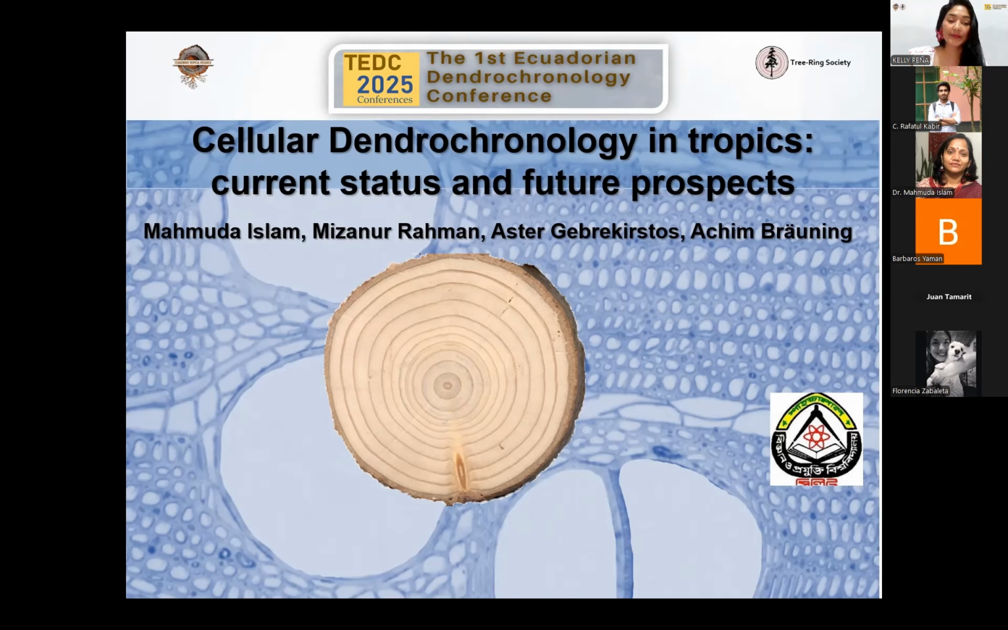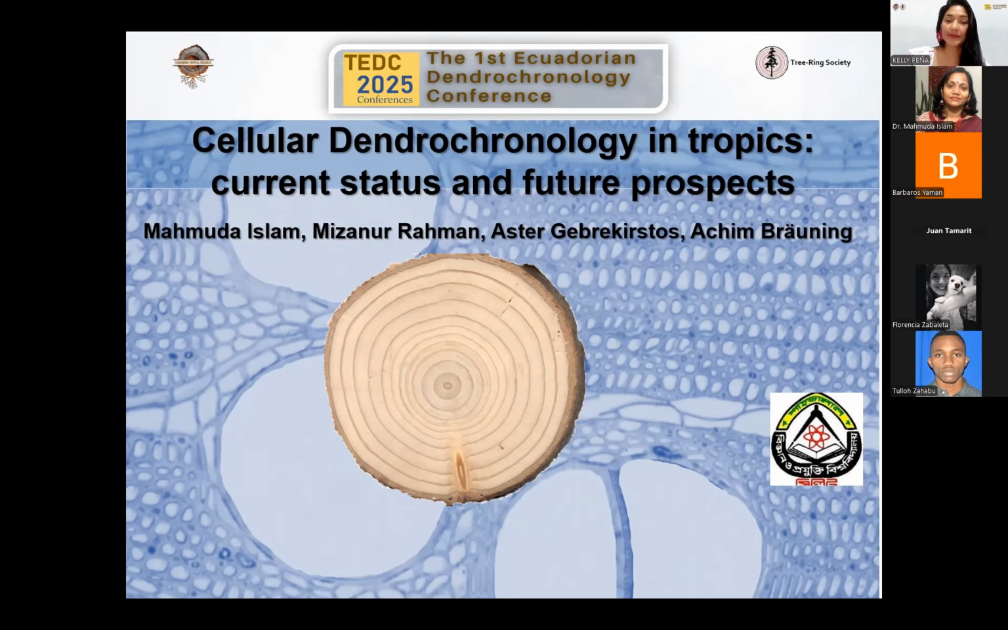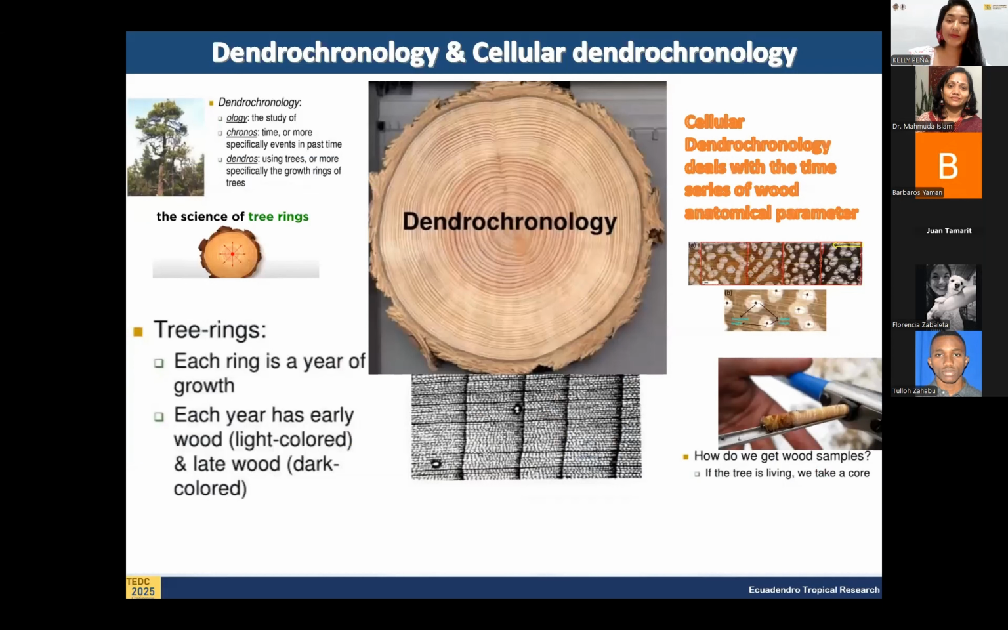Today, I'm going to talk about the current status and future prospects of cellular dendrochronology in the tropics. Before that, I have to say, what is dendrochronology? Dendrochronology deals with tree rings. Dendro means tree, and logy means study of. Dendrochronology is especially the time series analysis of tree rings. And cellular dendrochronology mostly deals with the time series of wood anatomical parameters.